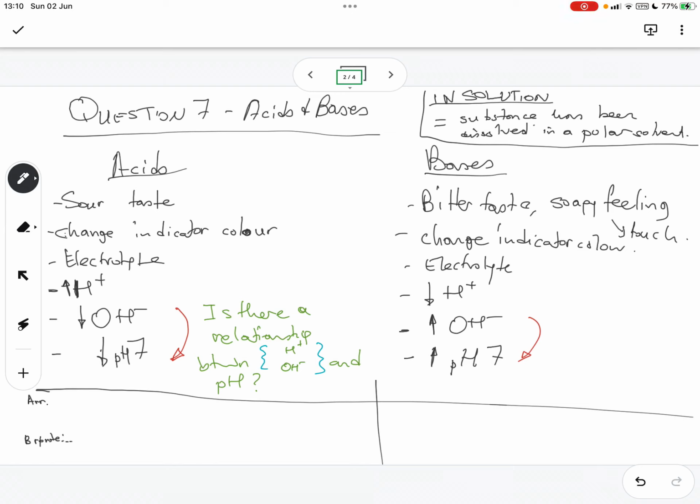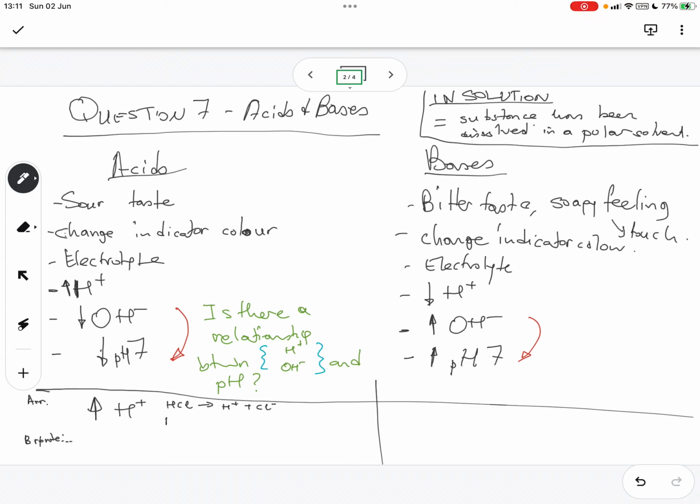So Arrhenius says an acid releases H plus ions in aqueous solutions. Remember, solution means a substance has been added to a polar solvent like water, and then it's formed an electrolyte. That's what aqueous means. So an acid releases H plus ions in that solution. In other words, acids increase the concentration of H plus in the aqueous solution, which means it's this reaction here.